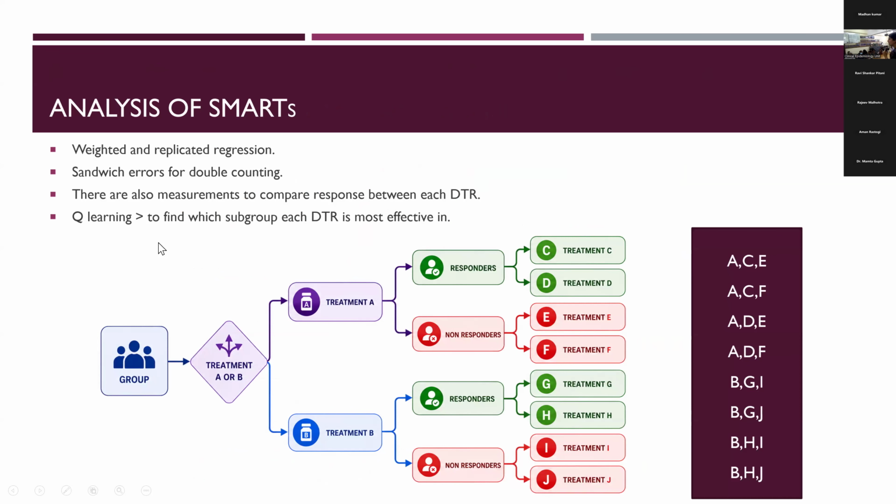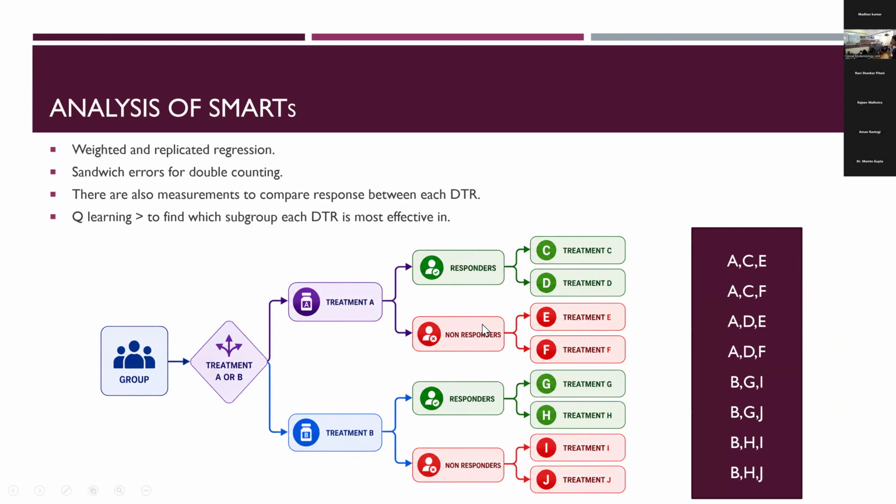Okay, now I'm just briefly touching upon the analysis of SMARTs. In SMARTs, the principle is that when you have these DTRs, you have to know that we are counting A twice, right? When you compare arms, you should know that A is a common arm for both C and D and E and F. So when you are analyzing finally, you must be able to do this replicated regression, which means that you are double counting the initial arm. So you have to be able to discount that.